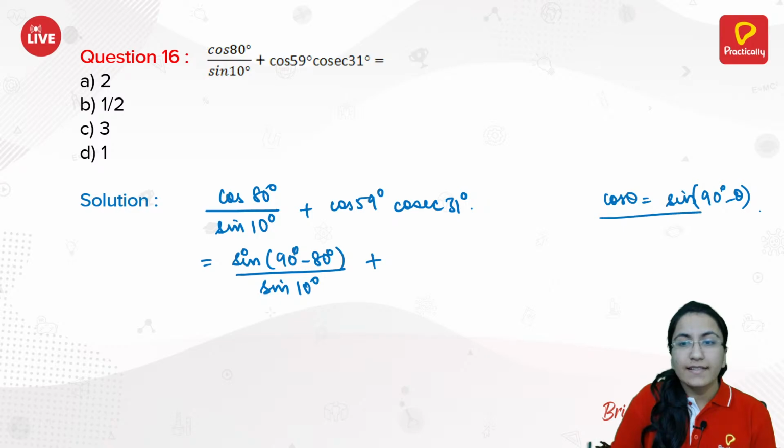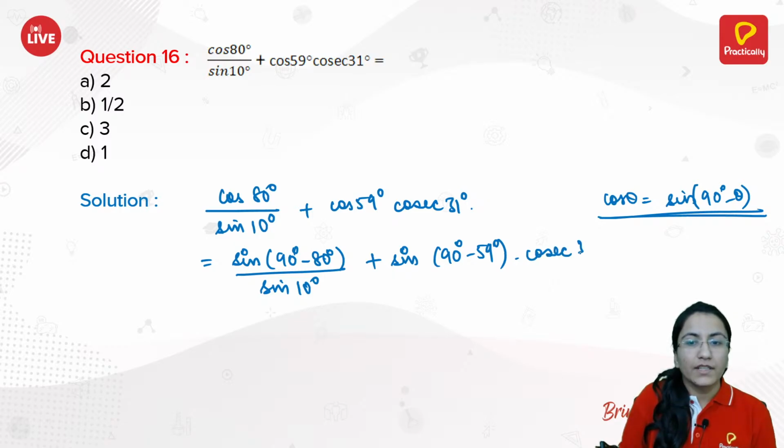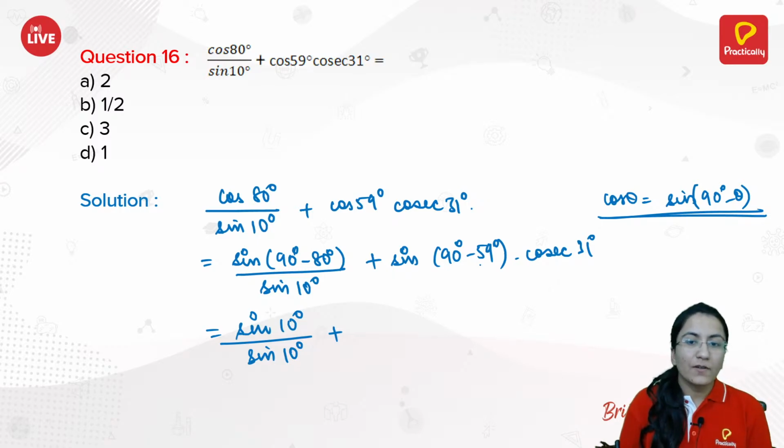Again you can use the same thing over here. You can write this cos 59 degree as sine of 90 degree minus 59 degree into cosecant of 31 degree as it is. So you have sine of 90 minus 80, that is 10 degrees, over sine of 10 degrees plus sine of 90 minus 59 degrees, that is same as sine of 31 degrees into cosecant of 31 degrees.